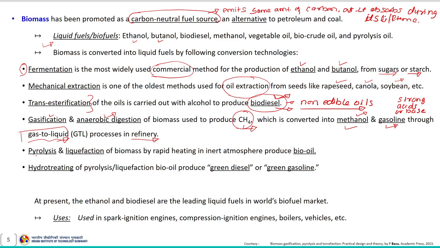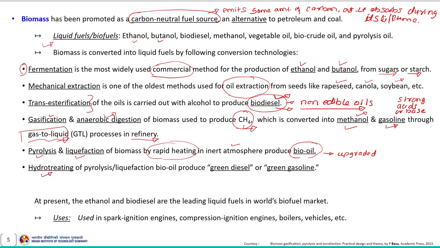Apart from that, the pyrolysis and liquefaction of the biomass by rapid heating in the inert atmosphere produces bio-oil as a product, and this produced bio-oil can further be upgraded using the conversion technology that is called hydrotreating technology.